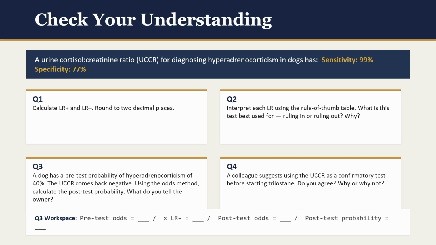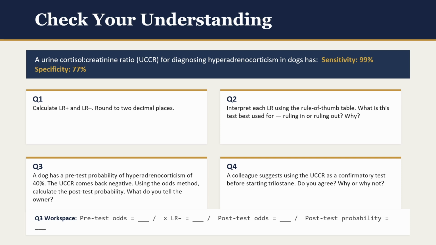You tell the owner a negative UCCR result makes hyperadrenocorticism extremely unlikely. The probability has dropped from 40% to less than 1%. Assuming the clinical signs don't clearly point to another explanation that was being attributed to Cushing's, we can reasonably cross this off the differential list. You may want to reassess the original clinical picture.